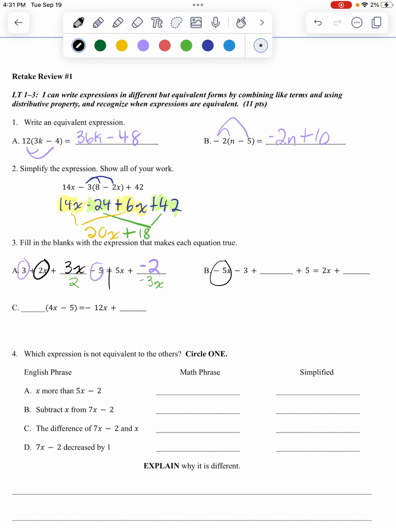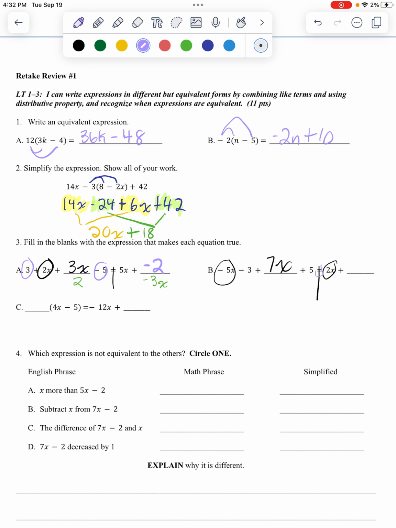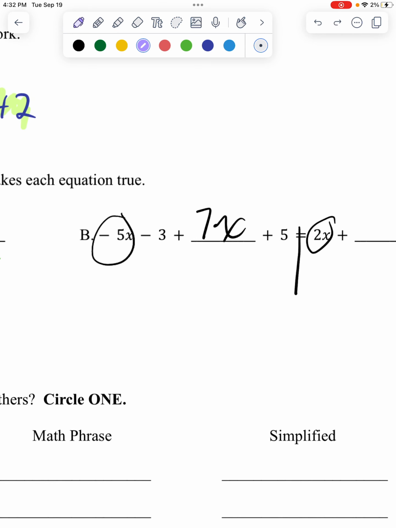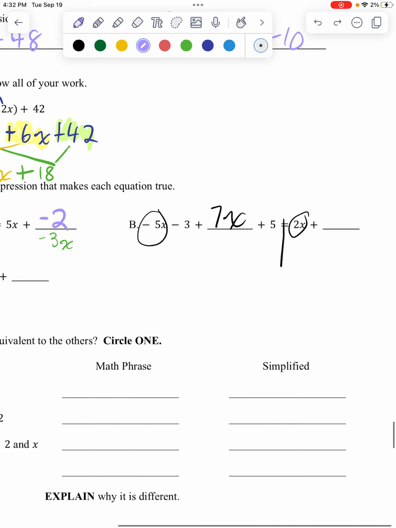I have a negative 5x here and a 2x here. So that means I need to add 7x to negative 5x to get my 2x on the other side. Again, you're analyzing what's going to make these two things equal. So it matters where the equal sign is. If there's 2x's over here, I need 2x's over here between the 2 blanks. Now same thing, I have negative 3 plus 5 here. Negative 3 plus 5 is 2. So I need to add 2 over here to make sure that it's equal.